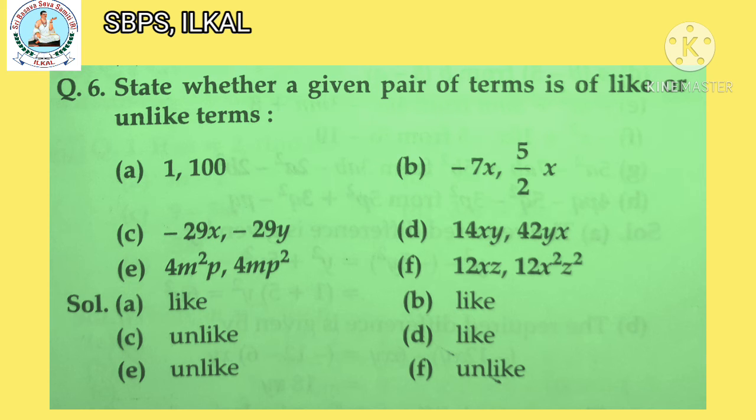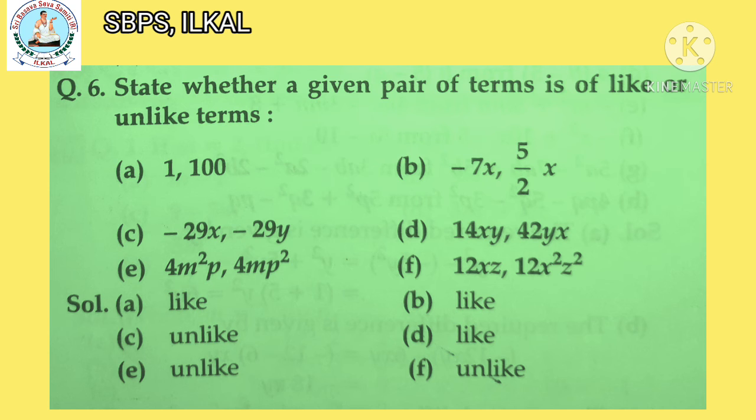So these two are like terms. C question, minus 29x, minus 29y. Here the numerals are same, children, but the variables are different. So these terms we call unlike terms. Okay. D question, 14xy, 42yx. Here both the terms contain x and y as common variables. So the given terms are like terms.